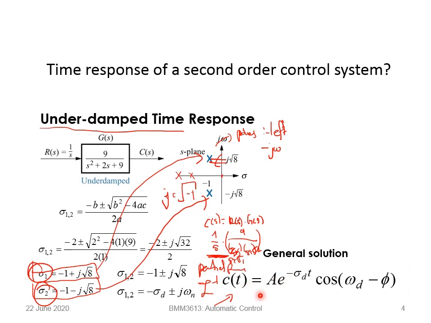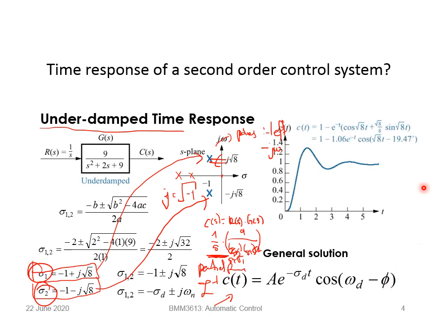The general solution will look like c(t) equals a coefficient A, exponent minus sigma d t. So what is sigma d? Sigma d is the one that you found over here, in this case sigma d is 1, so minus sigma d is minus 1. Then cosine omega d t minus phi. So what is omega d? Omega d is basically this omega n, so it is square root of 8. And what is phi? Phi is the phase shift of the sinusoidal waveform.